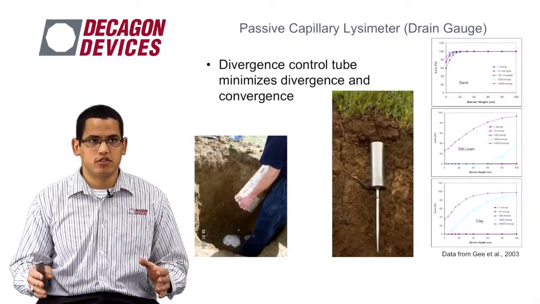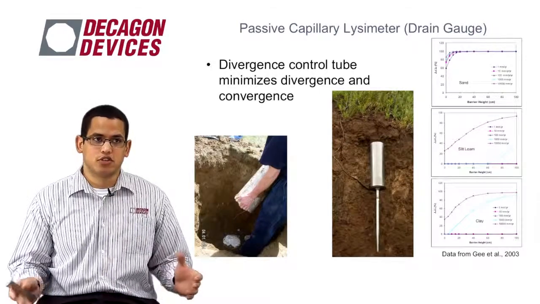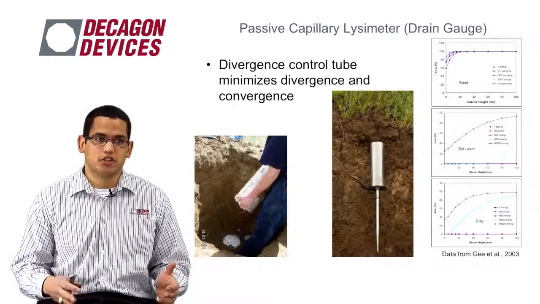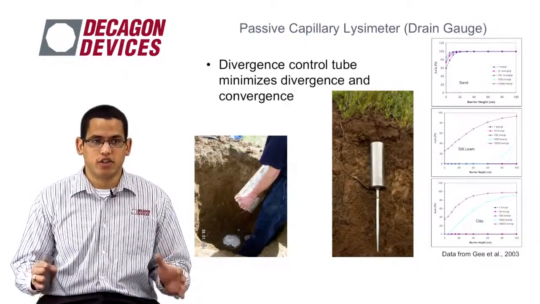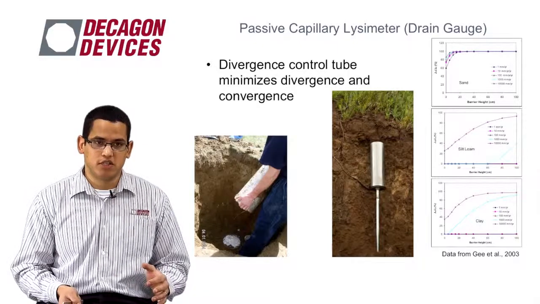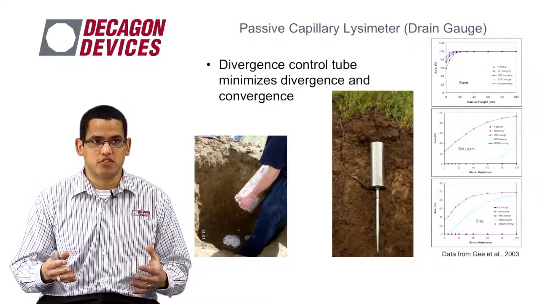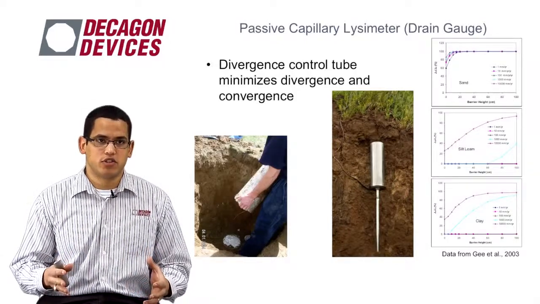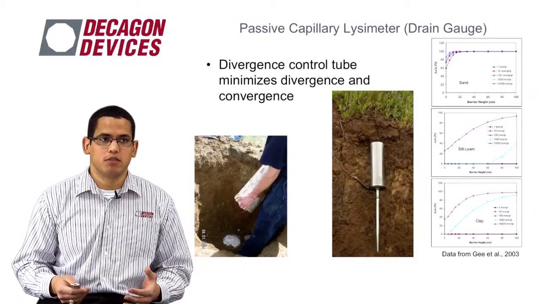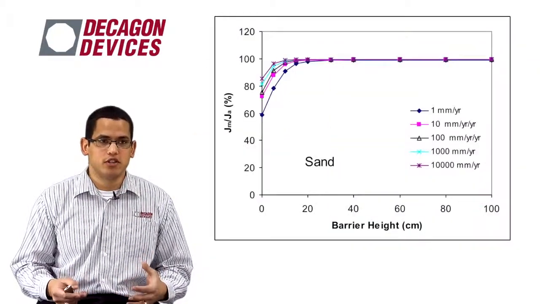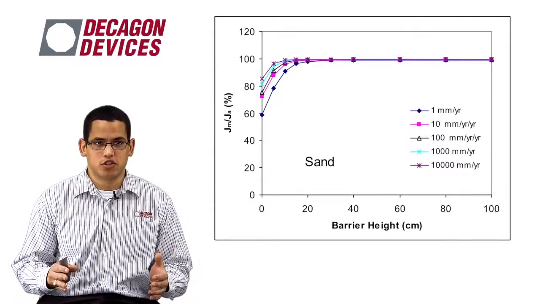Another tool for these wick lysimeters, or the passive capillary lysimeter, is to add a divergence control tube to minimize the divergence and convergence, because again we're installing large walls, trapping the water within the soil column, as well as extending the tension from the wick up through the soil. This has been found to really help improve the collection efficiency and reduce the amount of divergence and convergence. And there was some work done by Glendon Gee over at the Pacific Northwest National Laboratory using these to try and find an optimal height for a divergence control tube.